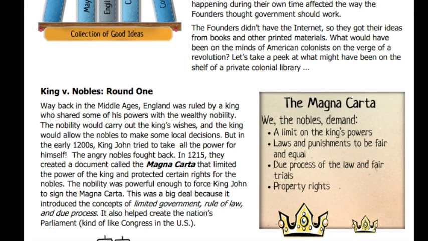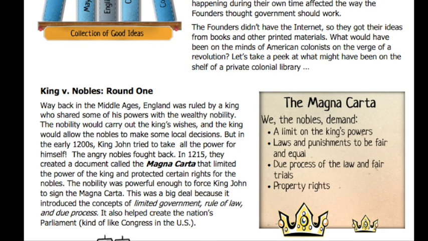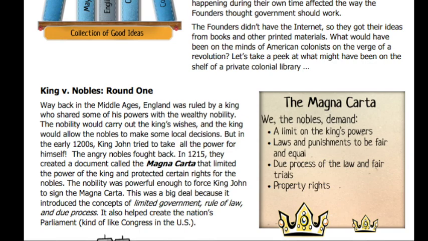I'm now going to show you a quick video that goes with the Magna Carta. Make sure you pay attention to the video, because it'll help you with the questions at the end of this assignment. After that, we'll go right back to where we left off in the text and continue marking the text.